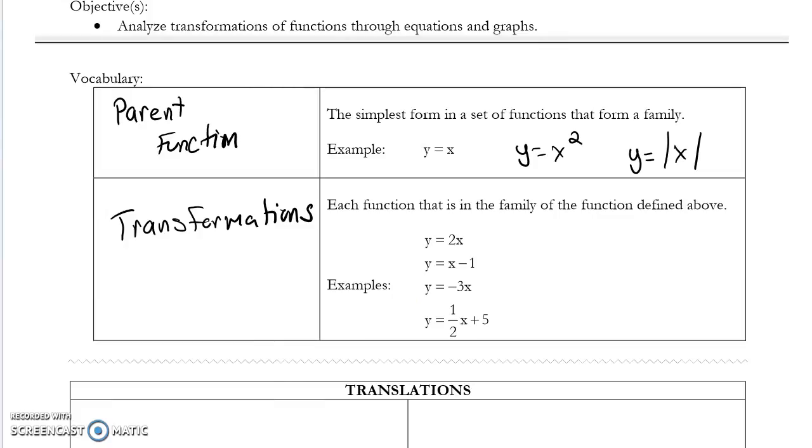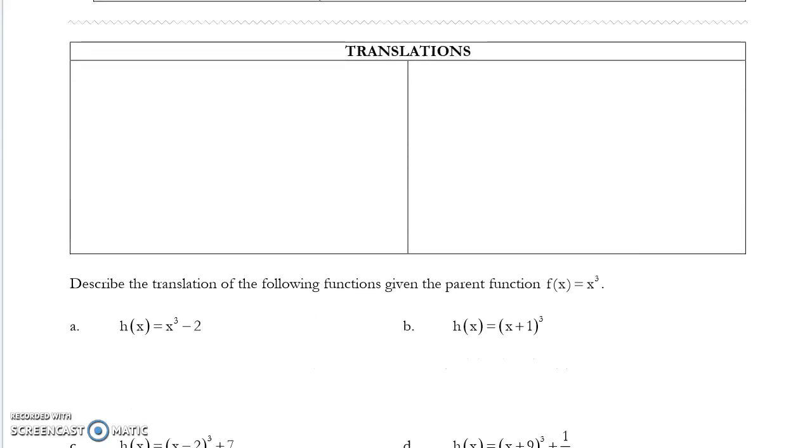Now, moving into types of transformations that we're going to see. First, let's talk about translations. A translation is a type of a transformation. It's a type of a change that we can make to the parent function.